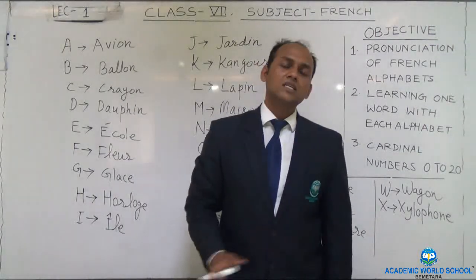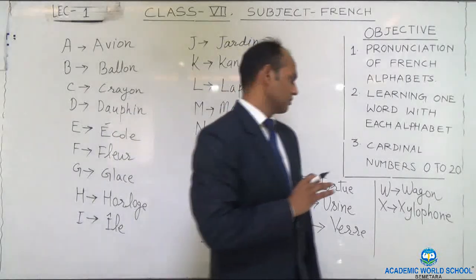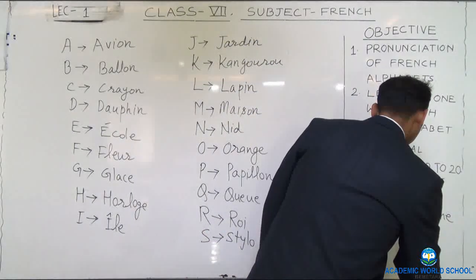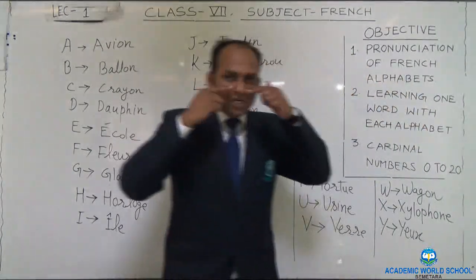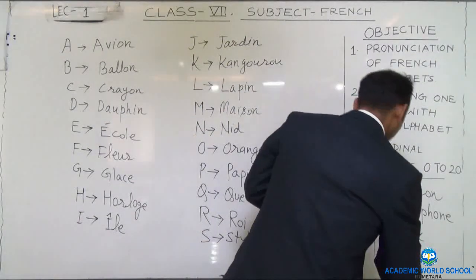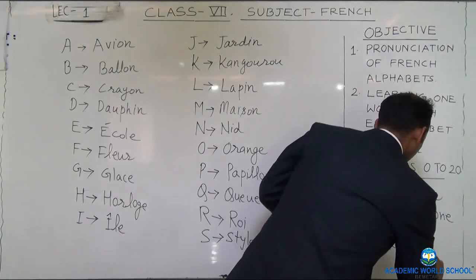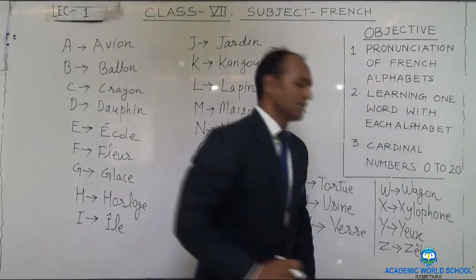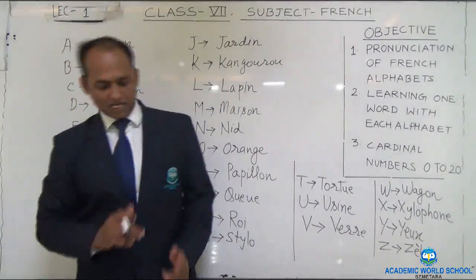Xylophone. Xylophone is xylophone. Xylophone. Musical instrument. Ear. Eyes. Zebra. Zebra means zebra.